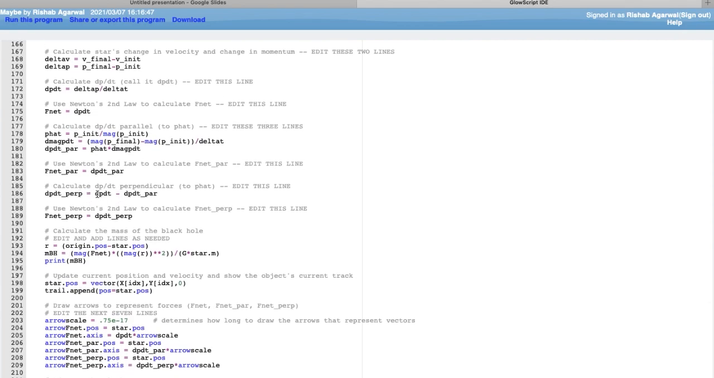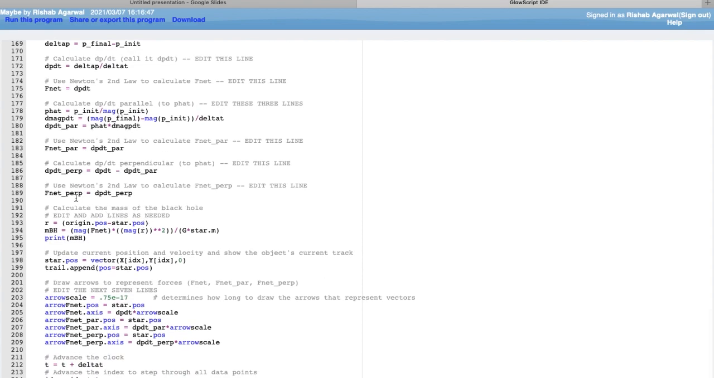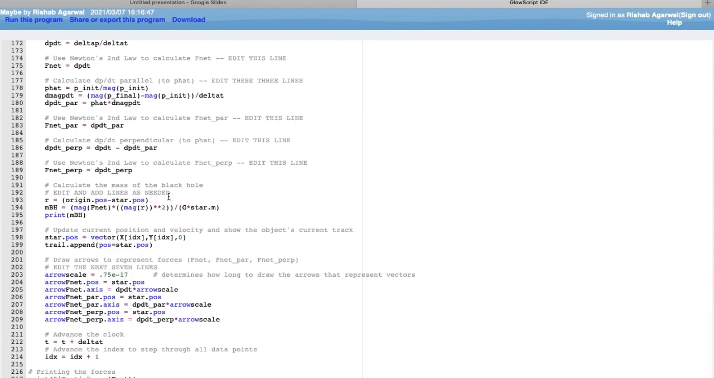Now, we calculate the perpendicular force, where we can say that dp dt perpendicular is equal to dp dt, which is the total net force, minus dp dt parallel. We then define F net perp as dp dt perp, and then, finally, we write code to calculate the mass of our black hole. We define our position vector as being the origin of the star minus the star's position, and then we write the formula for the mass of the black hole as the magnitude of our net force times the magnitude of our position vector squared divided by our gravitational constant times the mass of the star.